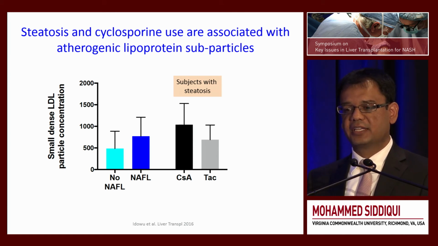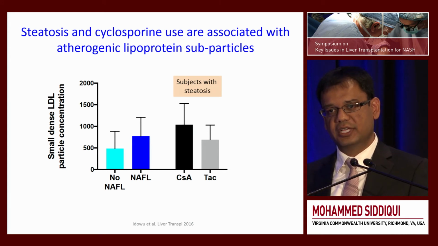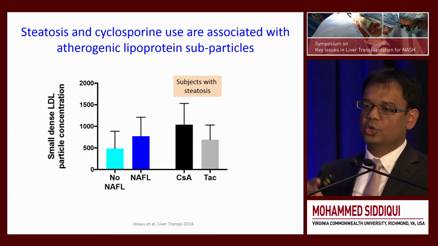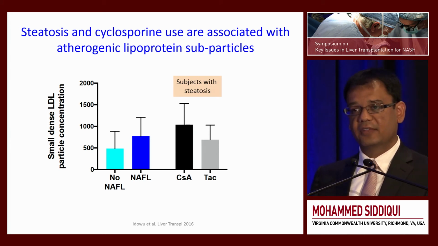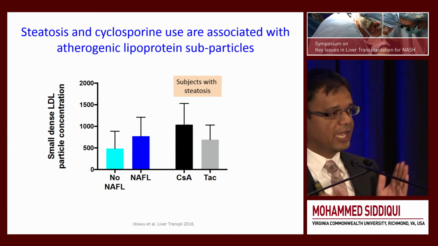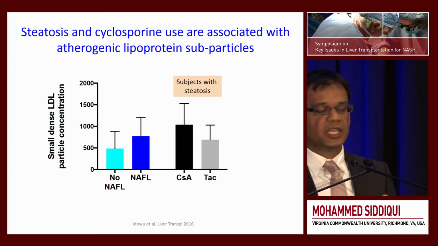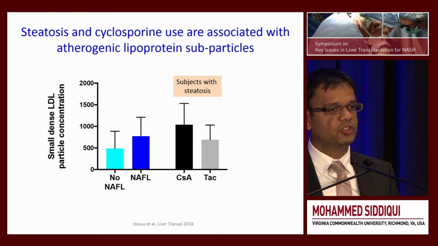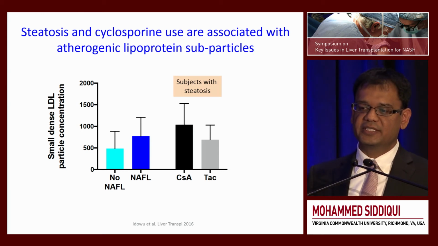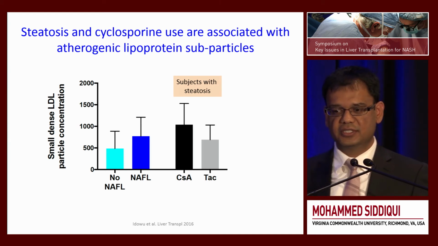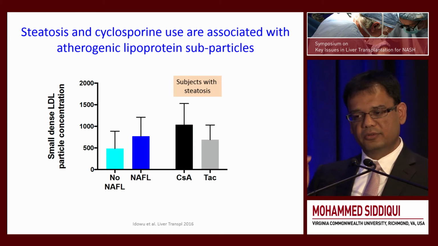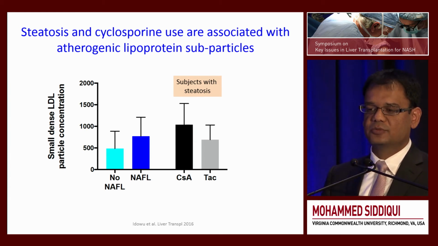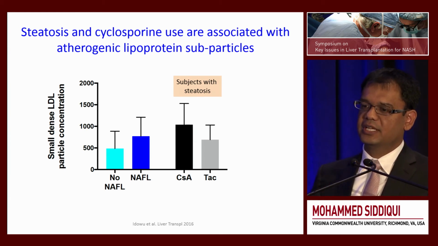Now, that effect is exaggerated even further in liver transplant recipients who have steatosis on biopsy compared to those who do not. And finally, if you look at those patients who have steatosis on biopsy and are taking cyclosporin, that's the group where small dense LDL is at the highest. Now, this is an association and not causality, but it underscores the point that cyclosporin use has repeatedly been associated with more proatherogenic dyslipidemia.